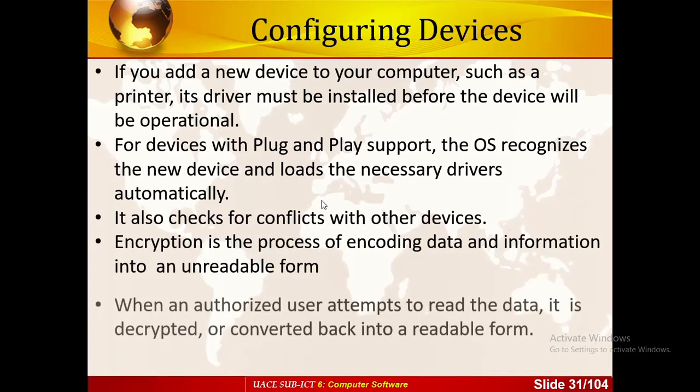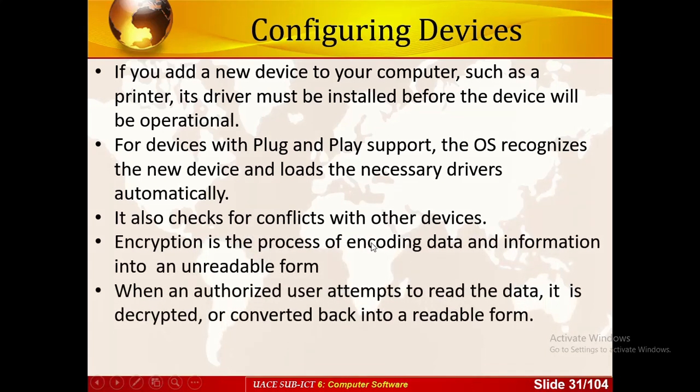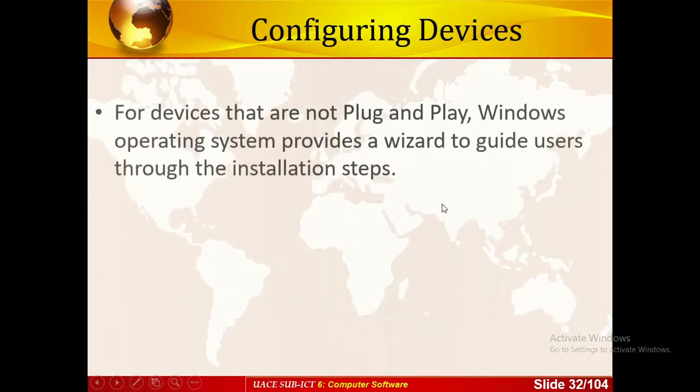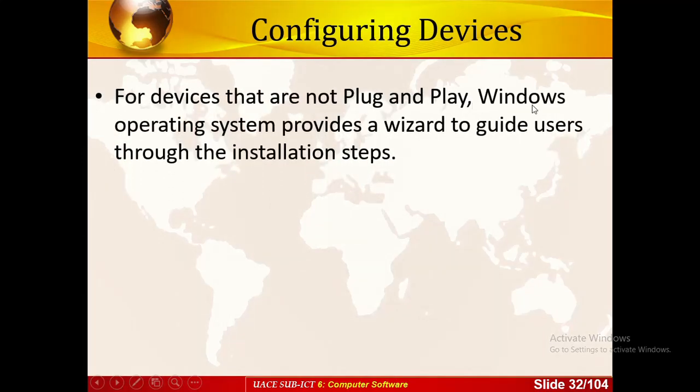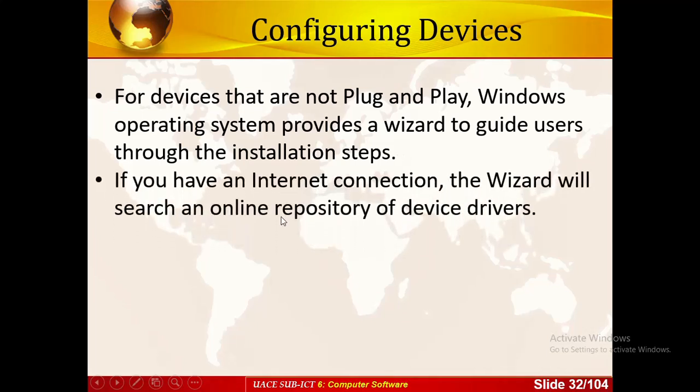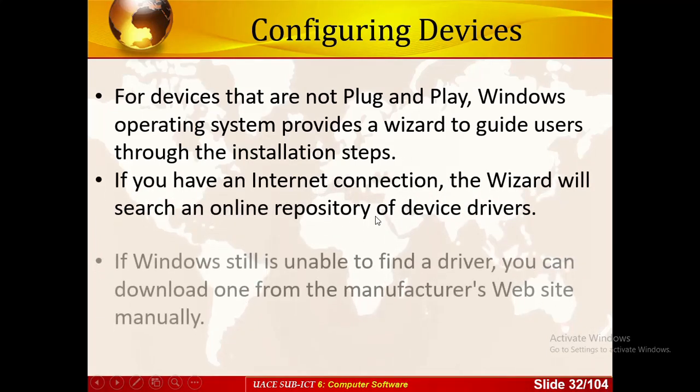Then you have encryption, the process of encoding data and information into an unreadable form. When authorized users attempt to read data, it is decrypted or converted back into readable form. For devices that are not plug and play, the Windows operating system provides a wizard to guide users through the installation steps. If you have an internet connection, the wizard searches online for the drivers.